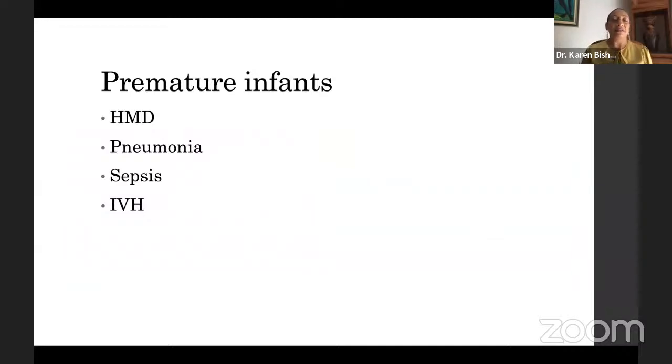The other babies showed a mixture of findings, including hyaline membrane disease, pneumonia in one. 2 other babies also had germinal matrix hemorrhage with intraventricular hemorrhage, and 1 baby had sepsis.